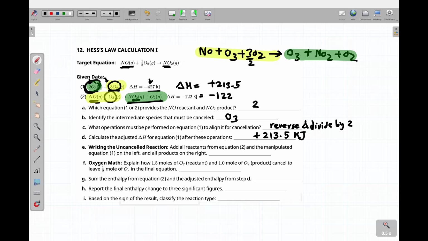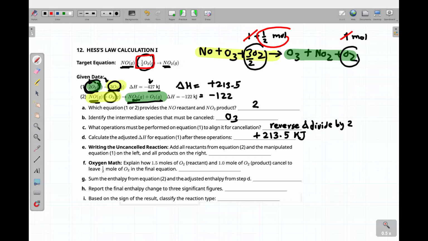Now, after I did that, explain how 1.5 moles of O2, so 3 over 2, which means 1 mole and half mole of O2, is going to cancel out with half to form half mole. We leave half mole of oxygen because in the final I have half oxygen, right? And here I have 3 over 2 oxygen and I have 1 oxygen. So 1 mole of oxygen together with 1.5. This means that this one will cancel with this one. So what will remain? Only half mole of oxygen remains.